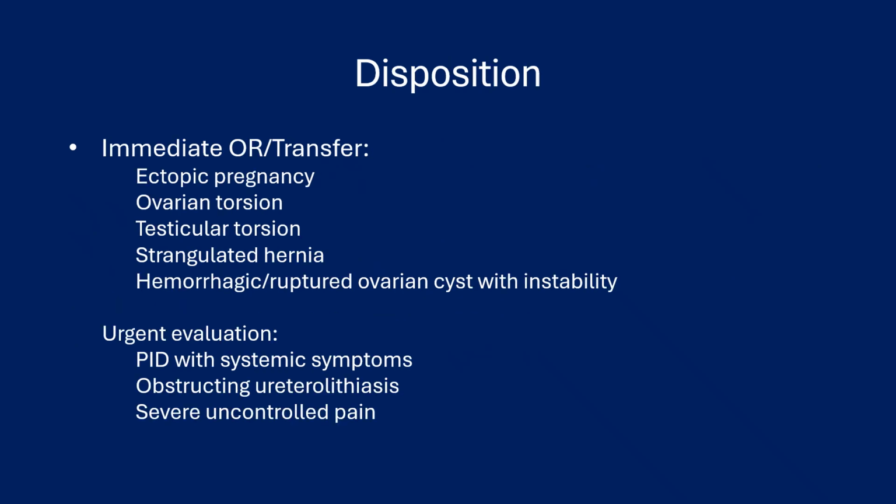Disposition. Immediate OR and transfer would be seen for a confirmed ectopic pregnancy, ovarian torsion, obviously testicular torsion, a strangulated hernia, hemorrhagic ruptured ovarian cyst with instability. If they were hypotensive and they had a ruptured ovarian cyst, that would be a reason for transfer. Urgent evaluation: PID with systemic symptoms, obstructing urolithiasis. If you can't get the patient's pain relieved, that would be another reason for admission.